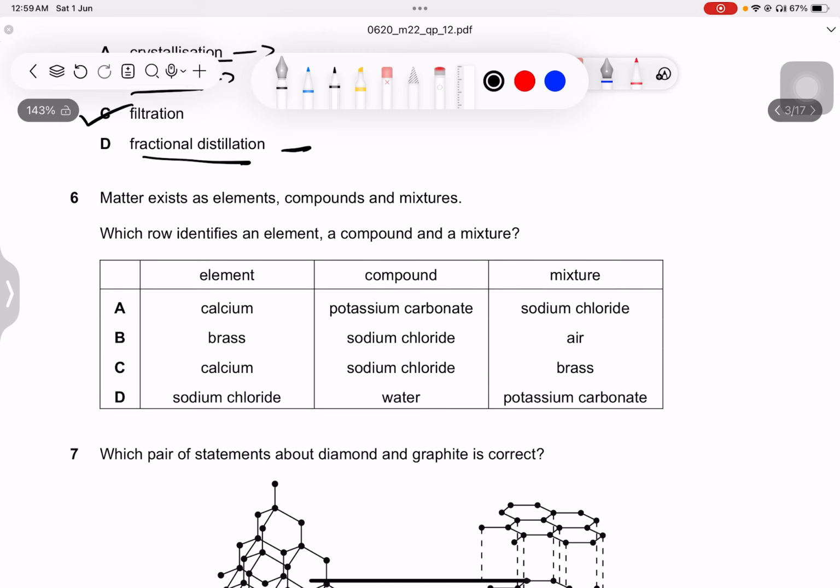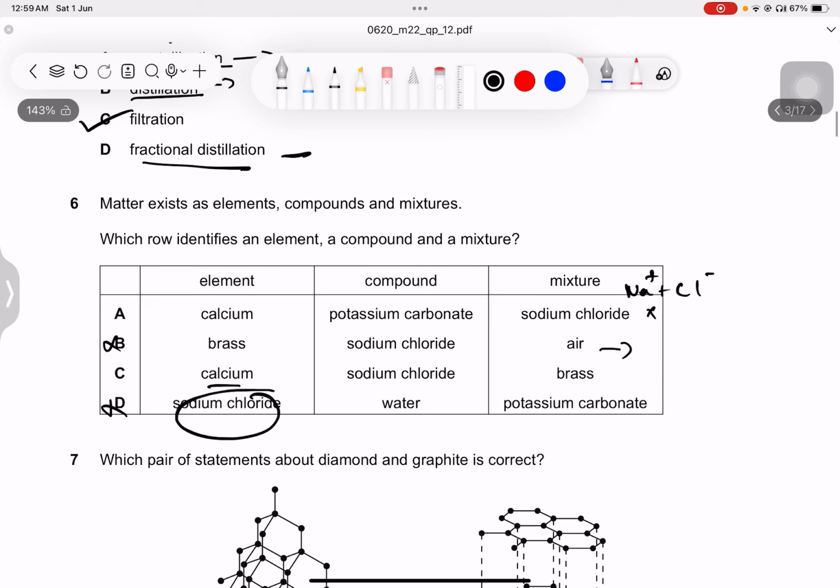Next, matter exists as elements, compounds, and mixtures. Which row identifies an element, a compound, and a mixture? Element, calcium is an element. Calcium is an element again. Sodium chloride is a compound. So B and D are incorrect. All these are compounds. And as for mixture, sodium chloride is a compound, as we decided over here. It is a compound. Na and Cl react chemically. Air is a mixture, true, but we have brass over here, so this is incorrect already.